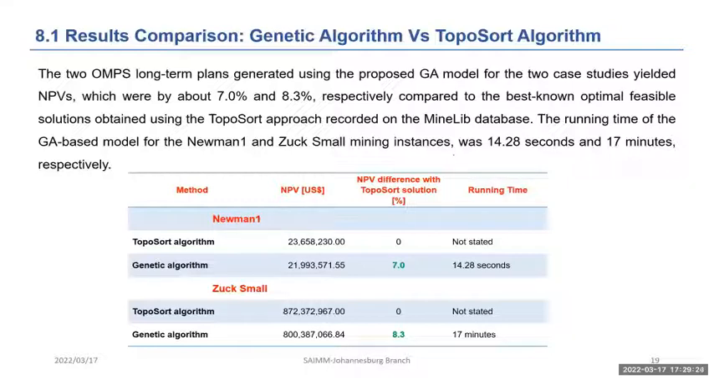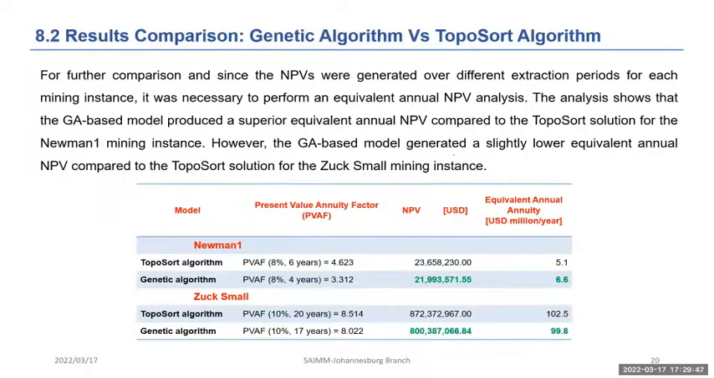And the running time of the genetic-based model for the Newman 1 and the small mining instances was about only 14.28 seconds and 17 minutes for the small mining instance. Therefore, for our further comparison, and since the NPVs were generated over different extraction periods for each mining instance, it was necessary to perform an equivalent annual NPV analysis.